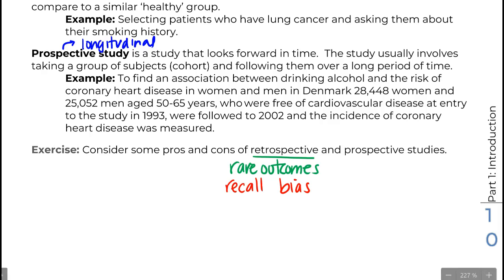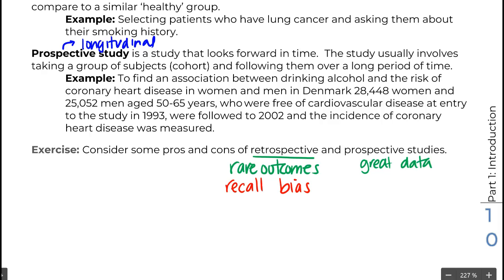People cannot remember things perfectly. And we don't remember things. That's the way our memory works. It is not perfect intentionally. So that is a big problem with a retrospective study, is while we can look at rare outcomes, we know that our data is going to be potentially not so great. Prospective studies, on the other hand, since we're moving forward in time, we can collect all the data we want.